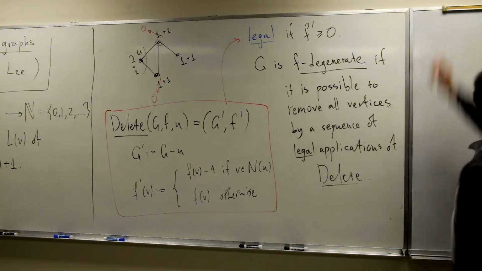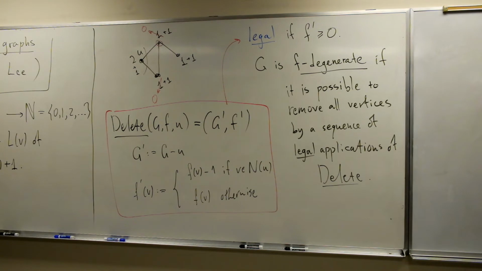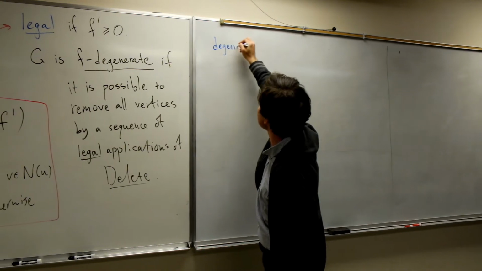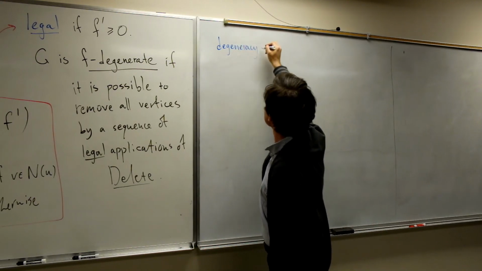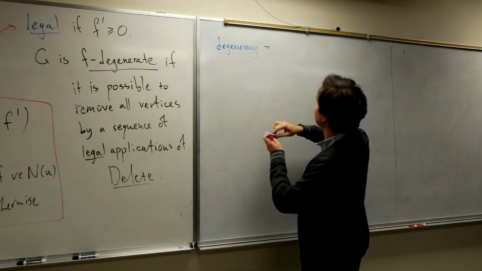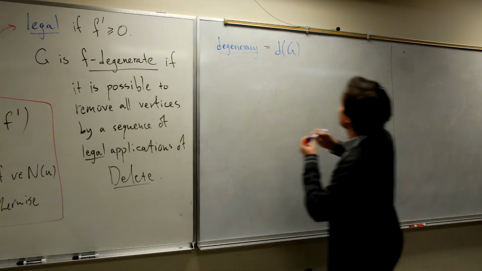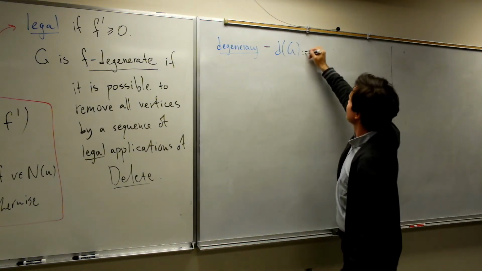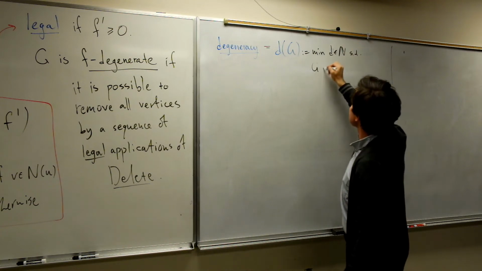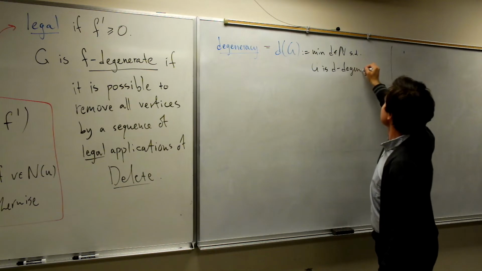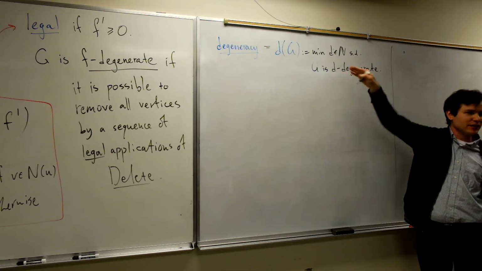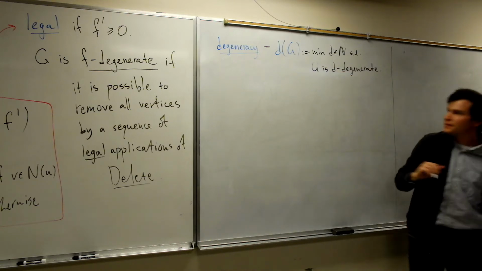And also, let me say one more definition, the key definition for this, the degeneracy of G, which I'm going to denote by d(G). This is the smallest natural number d such that G is d-degenerate. What do I mean by d-degenerate? d here is just a number. This means that we start with the function being equal to the constant function d on all the vertices.